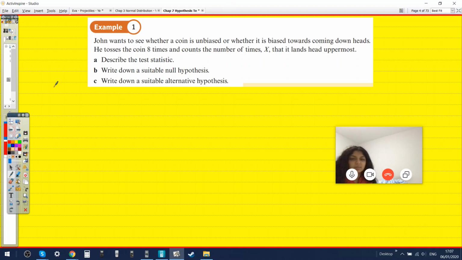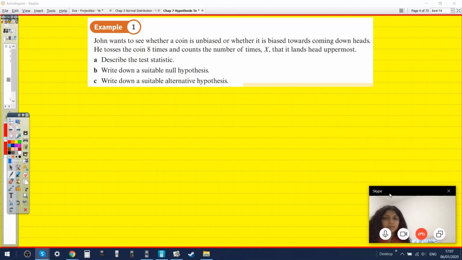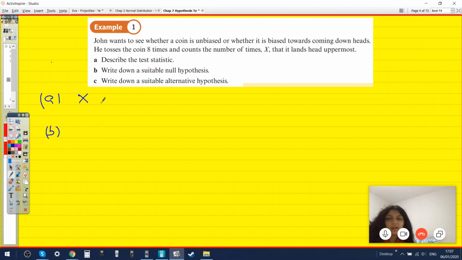Yeah, and so that would be the number of times it lands on heads. Okay, part B. The null hypothesis is H0: P is equal to 0.5. And so C. C is P is greater than 0.5.